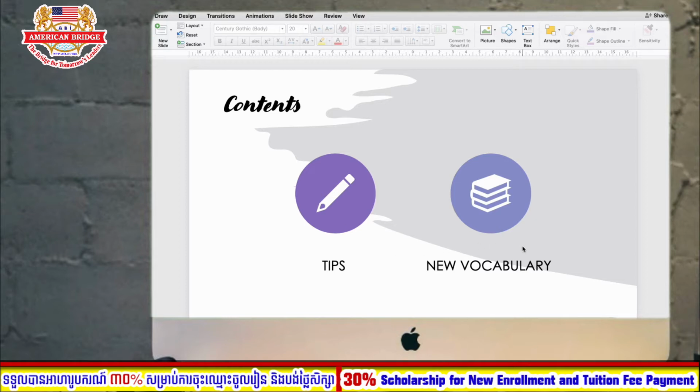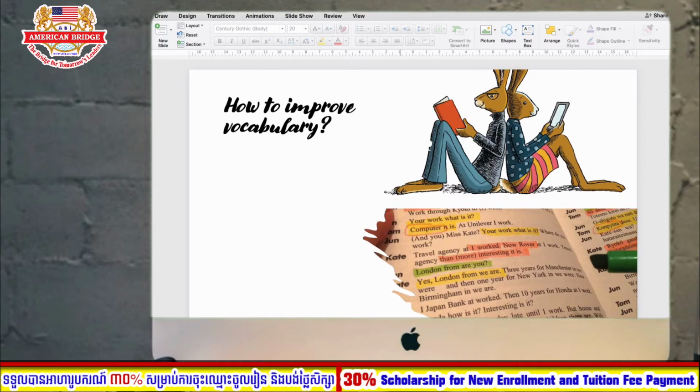And the other thing that we will do in this video, we will look at some of the new vocabulary from unit 5 of our lessons. So without any further ado, let's jump on to the tips that I would like to share. Technically, there are only two main tips that I would like to suggest to all of you in this slide.